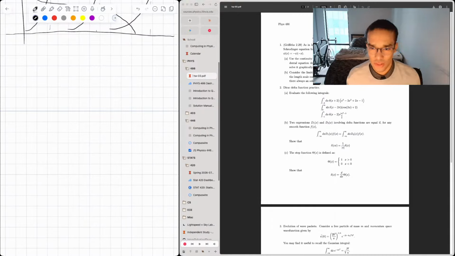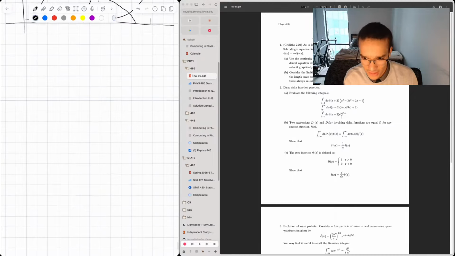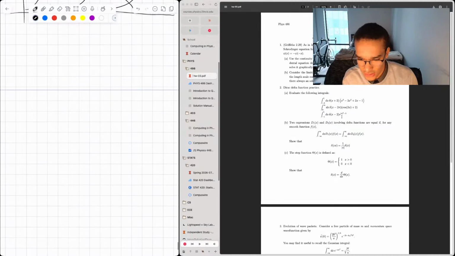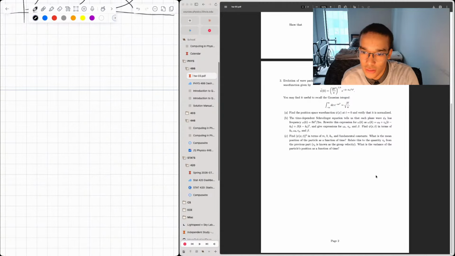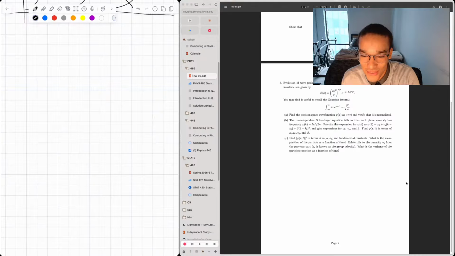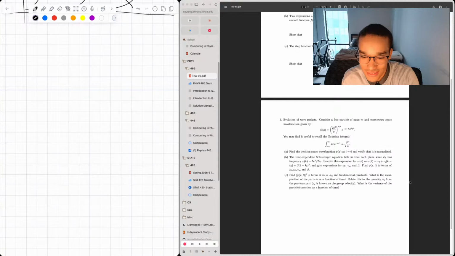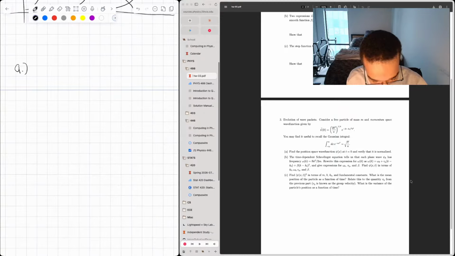Okay, next question. Evaluate the following intervals. I'm actually not doing this one because it's just too easy. Oh. This question is also pretty easy, but it's just really annoying. Okay, let's find the position wave function psi of x comma 0.